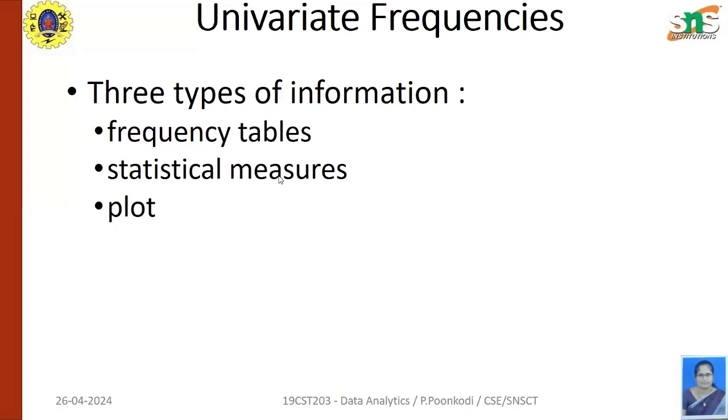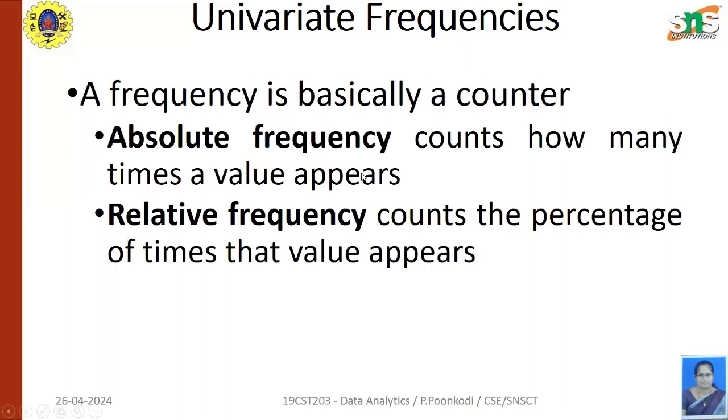This univariate analysis consists of three types of information: frequency table, statistical measures, and plots. This univariate analysis will use the univariate frequency. The frequency is basically a counter value.